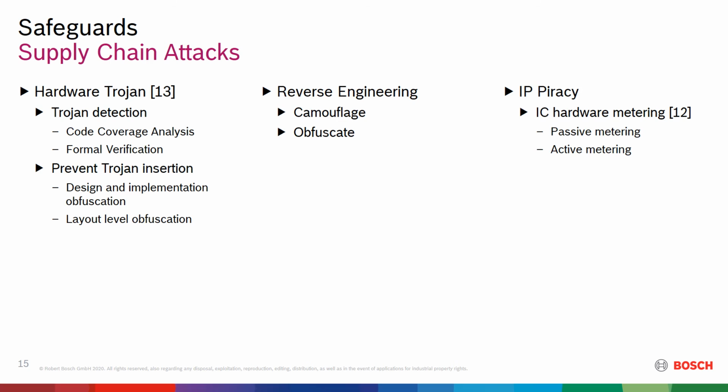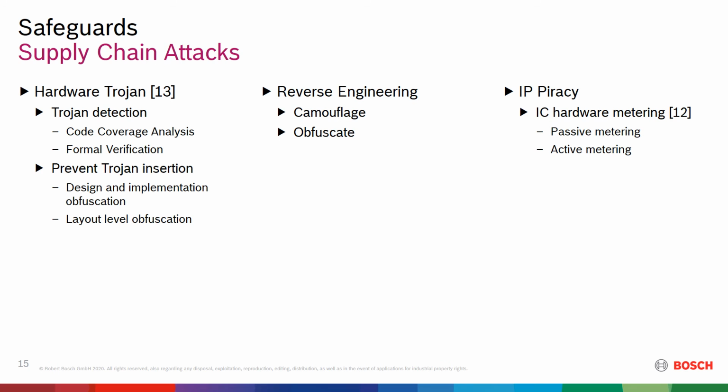So there are two ways to do IC hardware metering, either passive metering or active metering. Passive metering deals with just tracking of the ICs post fabrication. You could use some sort of serial numbers on the chip or store a unique identifier in the memory to track the ICs, or you could use physically unclonable function based ID.